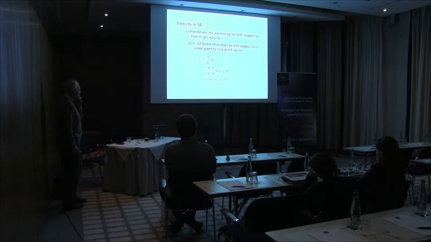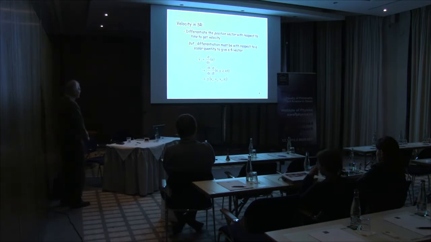But if we're going to produce a vector by differentiating the position vector, we can't differentiate it with respect to a component of the position vector, the standard coordinate time, because that gives us a peculiar quantity which is not a vector, it doesn't transform as a vector. We have to differentiate with respect to something which is a scalar. And we have a scalar time, it's our proper time. So to get to our full velocity, velocity useful for relativistic purposes, we differentiate the position vector with respect to proper time.